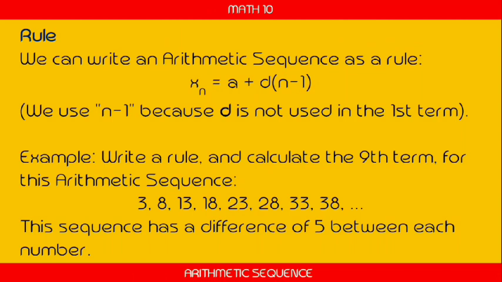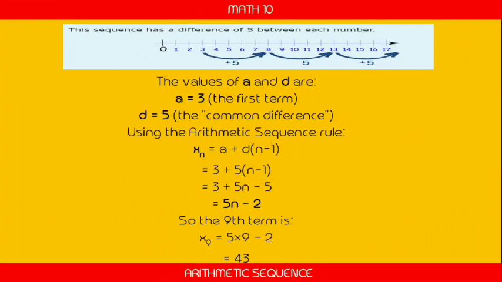Example: write a rule and calculate the ninth term for the arithmetic sequence 3, 8, 13, 18, 23, 28, 33, 38. This sequence has a difference of 5 between each number. Let's try. 8 minus 3 is 5. 13 minus 8 is 5. 18 minus 13 is 5. Now, going on with the photo, from 3 we go 5 steps to get to 8, another 5 steps to 13, another 5 steps to 18.